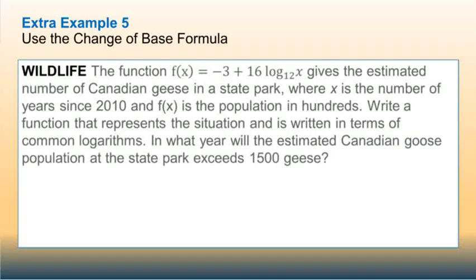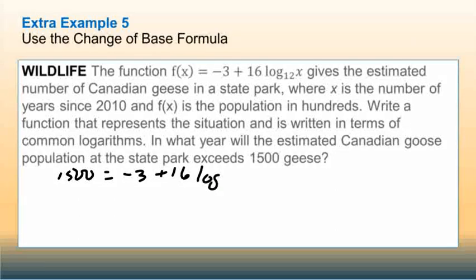Another one, function f of x equaling -3 plus 16 times log base 12 of x gives the estimated number of Canadian geese in a state park, where x is the number of years since 2010 and f of x is the population in hundreds. Write a function that represents the situation and is written in terms of common logarithms. In what year will the estimated Canadian goose population at the state park exceed 1,500 geese? So I'm going to put 1,500 in for f of x. And then I have -3 plus 16 log base 12 of x.